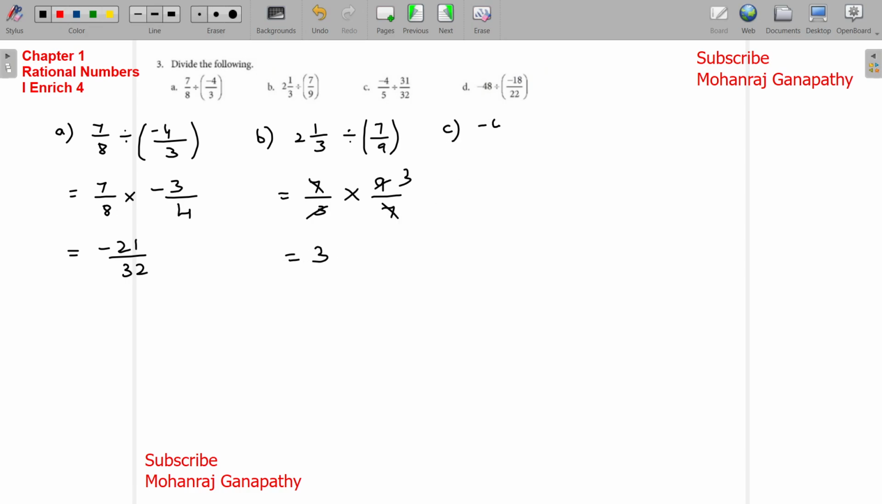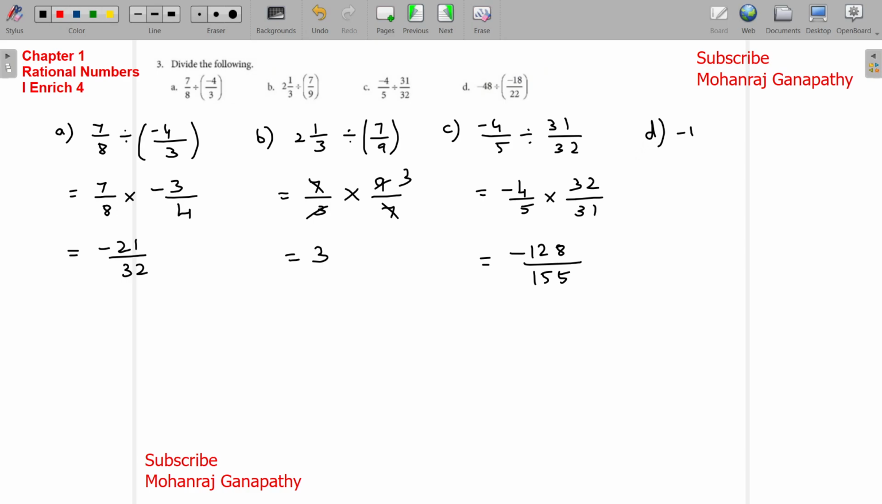C. Minus 4 by 5 divided by 31 by 32. Again, division symbol. You need to change the symbol to multiplication. So minus 4 by 5 into 32 by 31. There is no possibility to cancel anything. Minus 128 divided by 155.